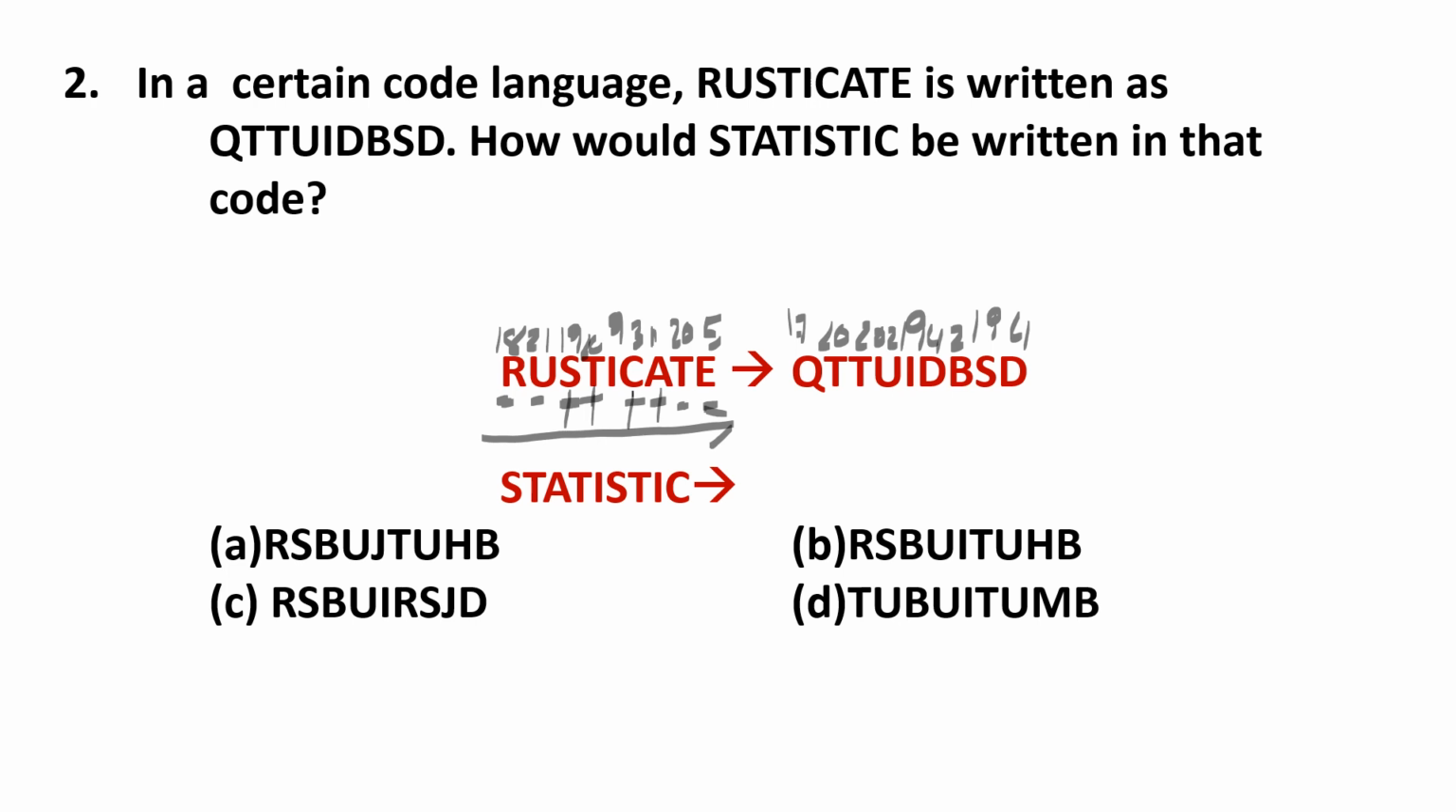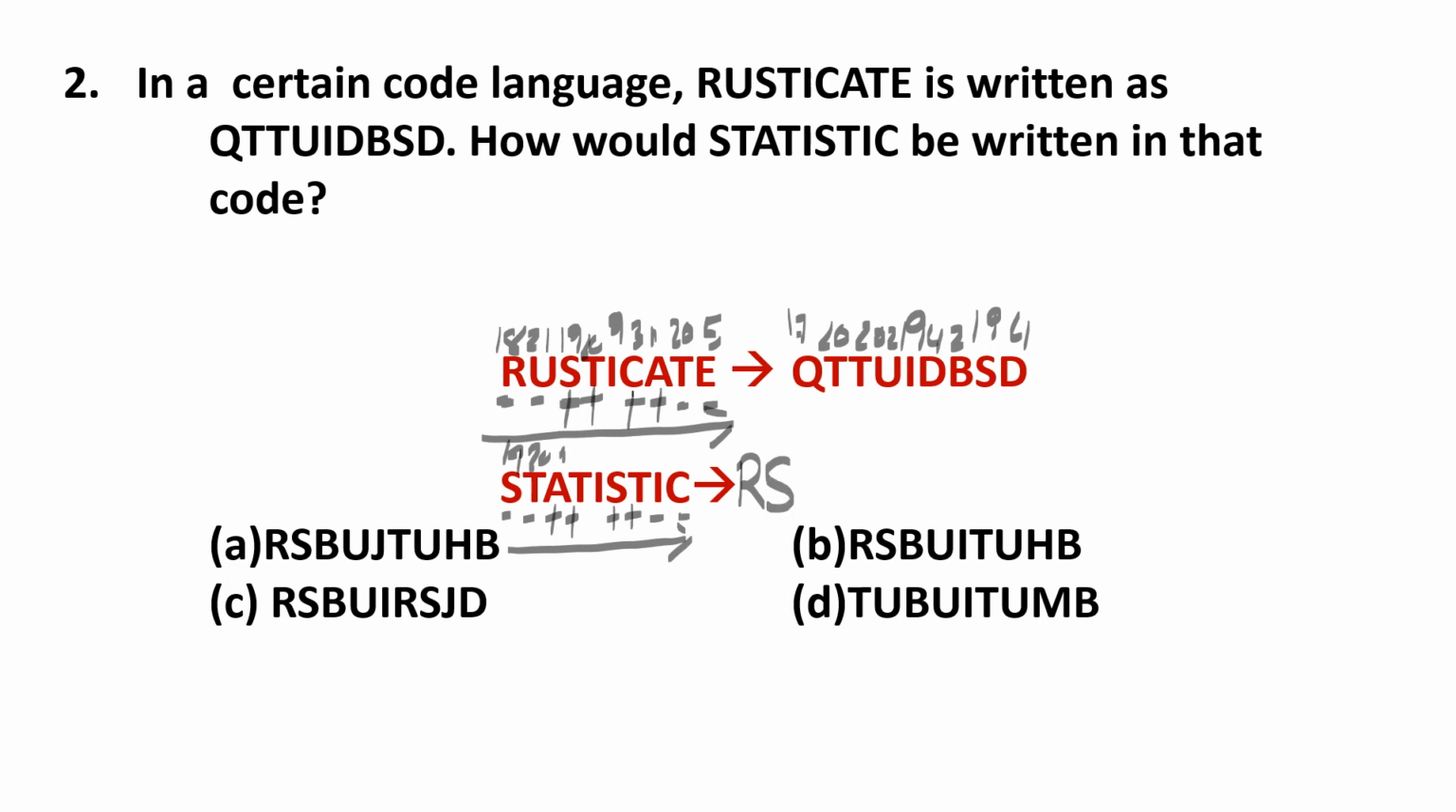Next no change. Next plus, plus, minus, minus. Here also it is minus, minus, plus, plus, no change. Next plus, plus, minus, minus. From left to right, S is 19. 19 minus 1, 18. 18 means R. Next 20. 20 minus 1, 19. 19 means S.